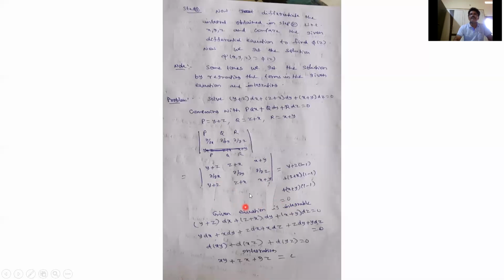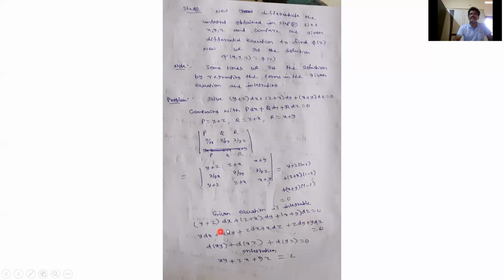So now, how to solve? Once it is integrable, we have to solve this equation. But here, it can be solved easily by regrouping. Here, the equation is (y plus z) dx plus (z plus x) dy plus (x plus y) dz equals 0. So you can solve easily by regrouping.